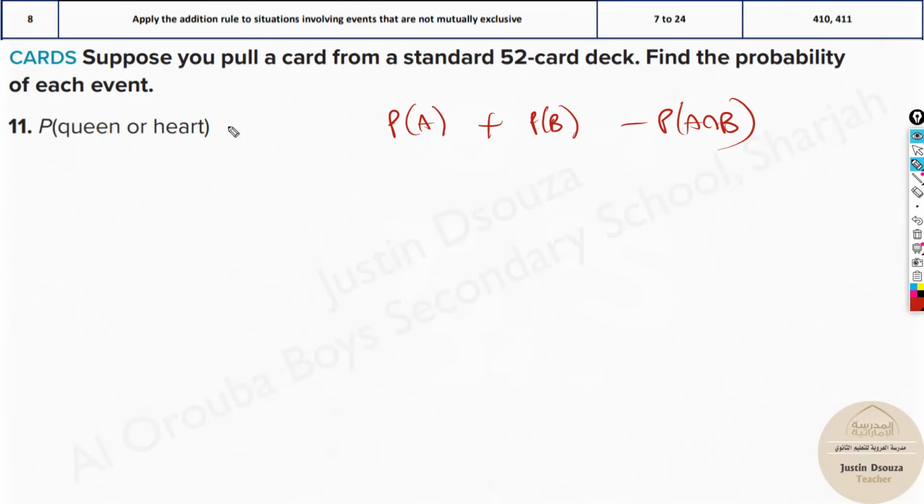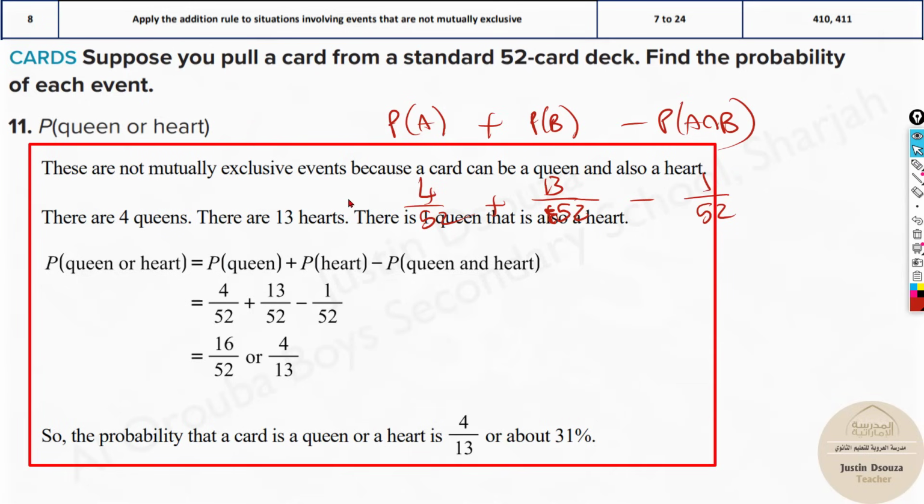What does this mean? This means you need to find the probability of queen. How many queens are there? There are 4 out of 52. Plus, how many hearts are there? There are 13 out of 52 because one suit is of 13 cards. Minus, how many queen of hearts are there? There's only 1 out of 52. Put it in the calculator. This would be your answer because it is not mutually exclusive. So you must first know whether it's mutually exclusive or not mutually exclusive. And then you just write the formula.